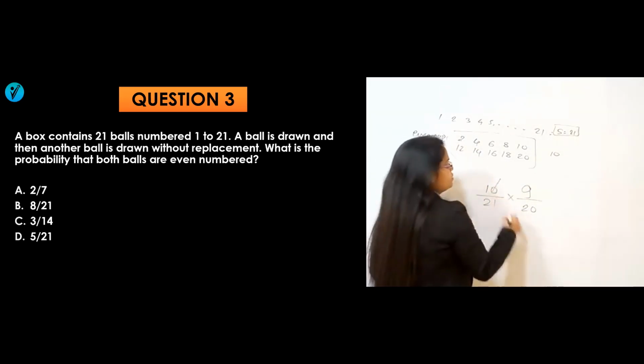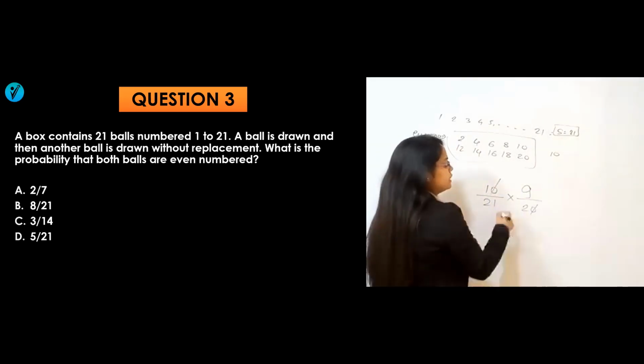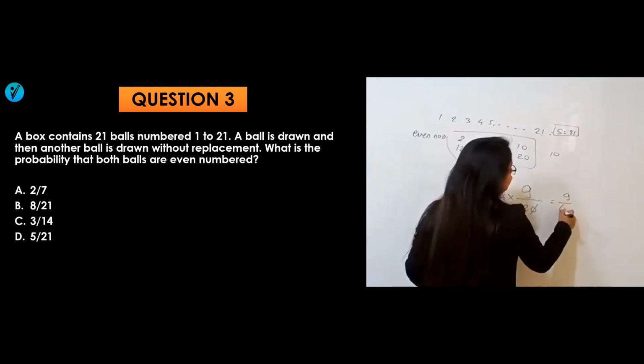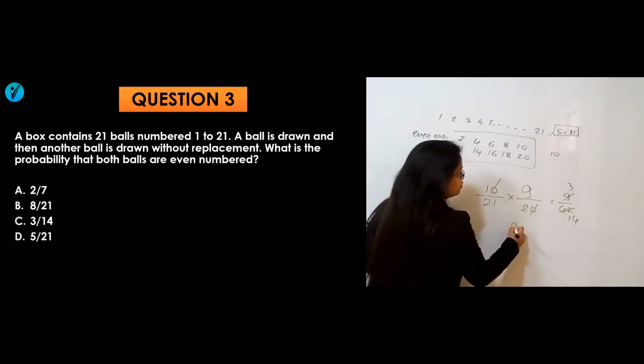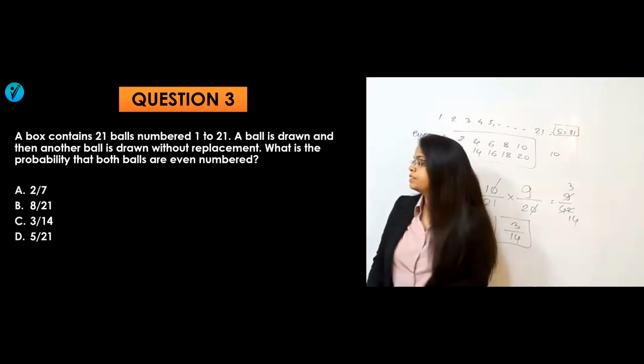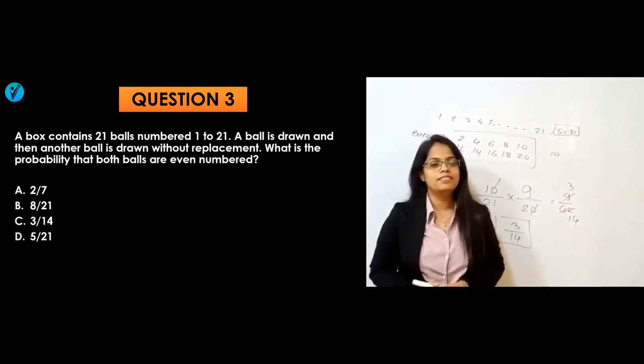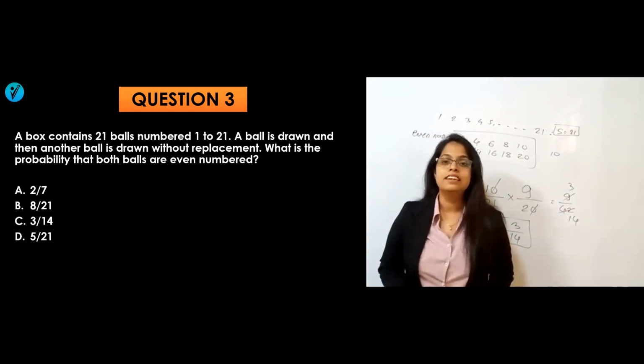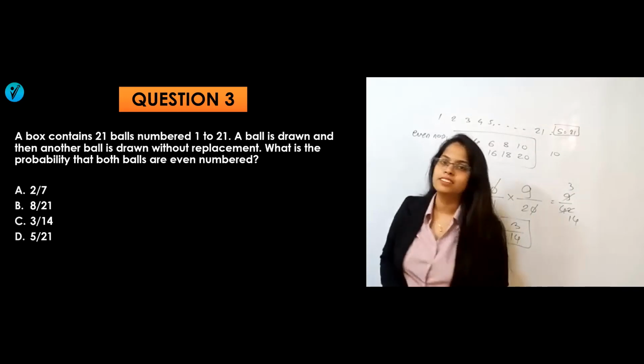So what will be this ratio? 0, 0 cancelled. 9 by 42 is nothing but, 3 threes are 9, 3 fourteens are 42. So your answer will be 3 by 14. So option number C is your answer. Easier one. That's it. Now let's go for the next question.